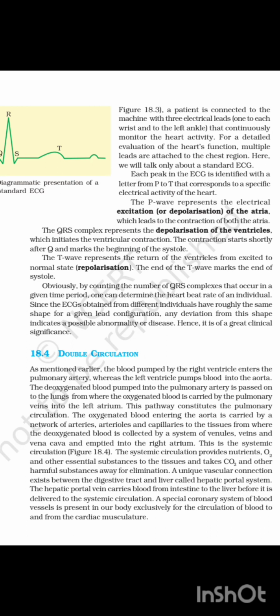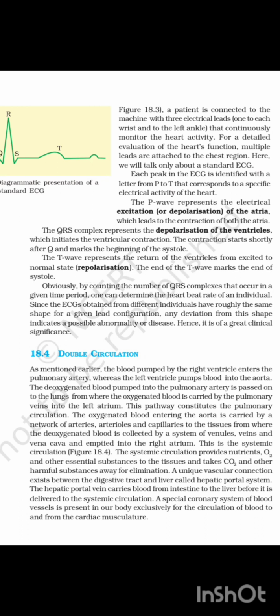Each peak in the ECG is identified with a letter from P to T that corresponds to a specific electrical activity of the heart. The P wave represents the electrical excitation or depolarization of the atria, which leads to the contraction of both the atria. The QRS complex represents the depolarization of the ventricles, which initiates the ventricular contraction. The contraction starts shortly after Q and marks the beginning of the systole. The T wave represents the return of the ventricles from the excited to the normal state (repolarization). The end of the T wave marks the end of the systole.